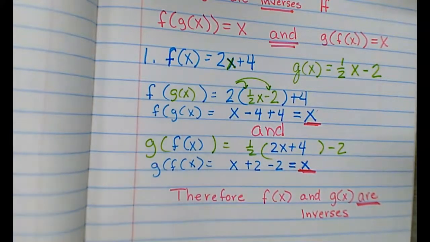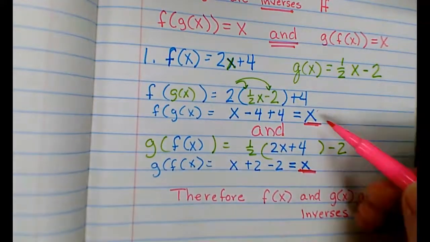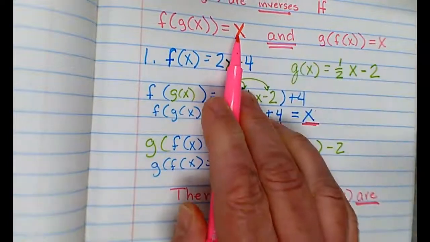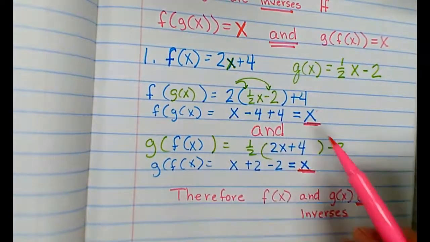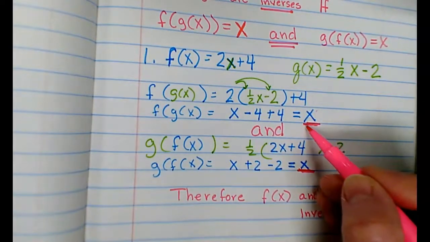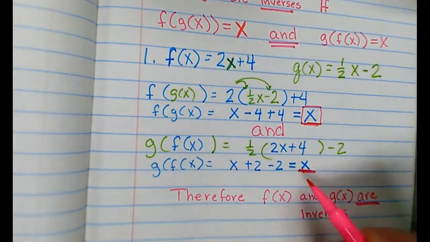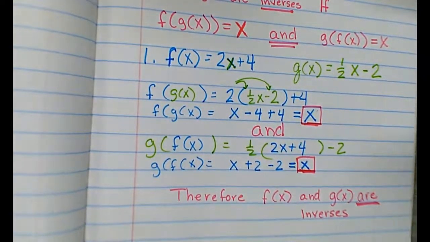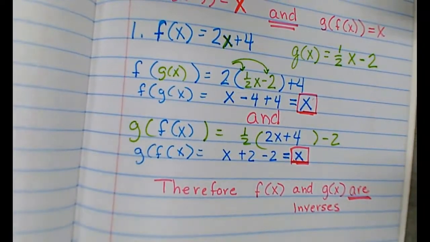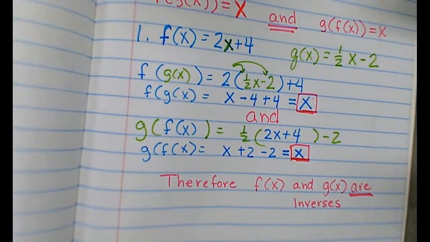Not if they equal the same thing. I'm glad you said that, because it's not that they equal the same thing. They have to equal x. If this one equaled 2x and that one equaled 2x, that still wouldn't prove inverses. They have to equal x. They both have to be the same thing, but they both have to also be the same thing, that is x.